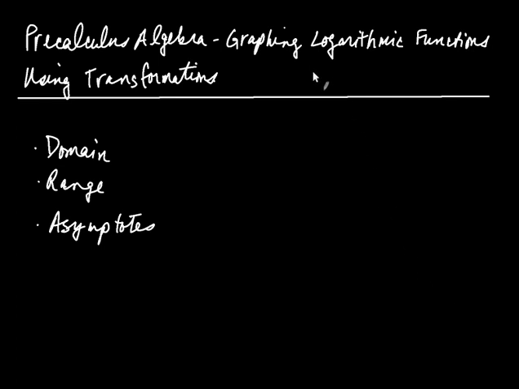Here we're going to talk about graphing logarithmic functions, and we're going to do so using transformations. A few issues to consider when graphing functions is the domain. You want to consider the domain of the function. After you graph it, you want to think about the range. And then finally, you want to list any asymptotes, horizontal or vertical asymptotes, or slant asymptotes. Okay, let's go ahead and graph a logarithmic function.